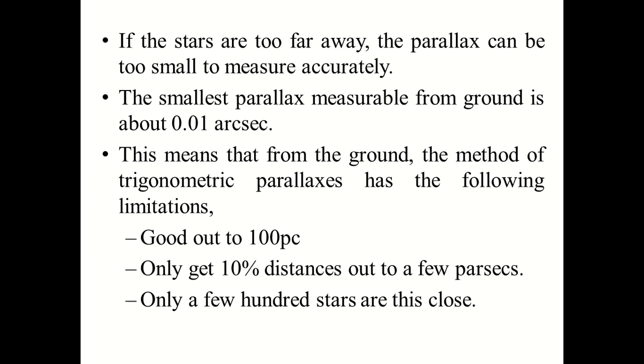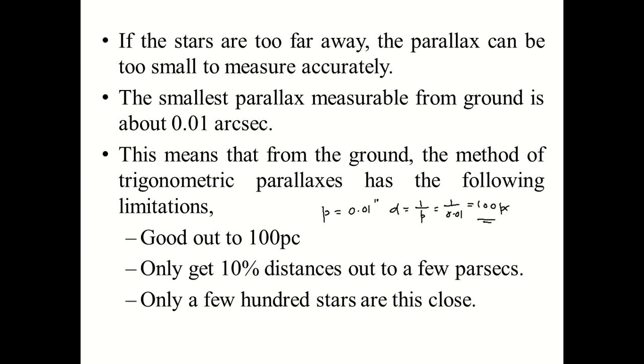This means that from the ground, the method of trigonometric parallax has the following limitation: we can measure the parallax up to p is equal to 0.01 arc seconds, then the corresponding distance will be 1 by p, which is equal to 1 by 0.01 arc second, which is equal to 100 pc. So the parallax we can measure well out to 100 pc.